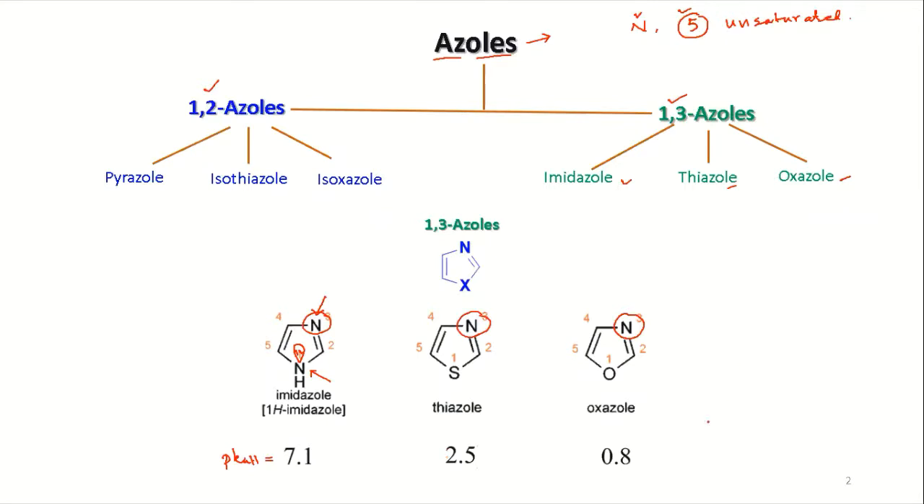So can anybody quickly tell why such a thing is happening? If you move from imidazole to oxazole, your pKaH is falling, decreasing. So can anybody tell how it actually behaves if you add H plus? Which nitrogen is going to take that proton? Who can tell? If you use H plus, which nitrogen in the imidazole will take that proton?